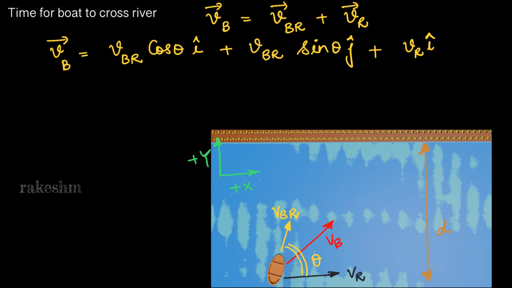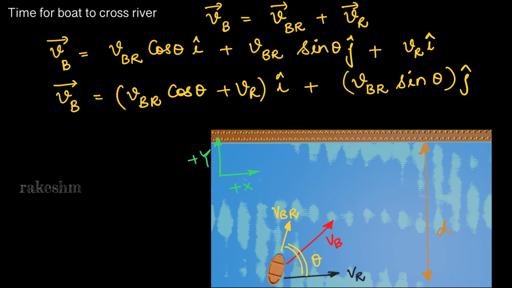From the relative velocity formula, we have VB equals VBR plus VR. Now this VBR is inclined at an angle theta. So we will write this as the sum of its x component and y component. The x component of this is VBR cos theta, so we write x component VBR cos theta i cap plus the y component VBR sin theta j cap. Next, the velocity of river is in the x direction, so we can write VR bar as VR i cap.